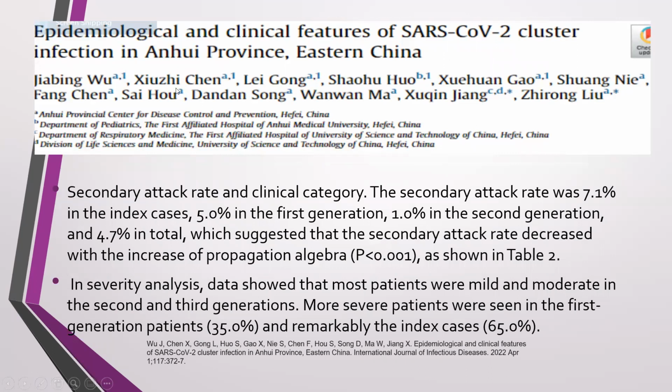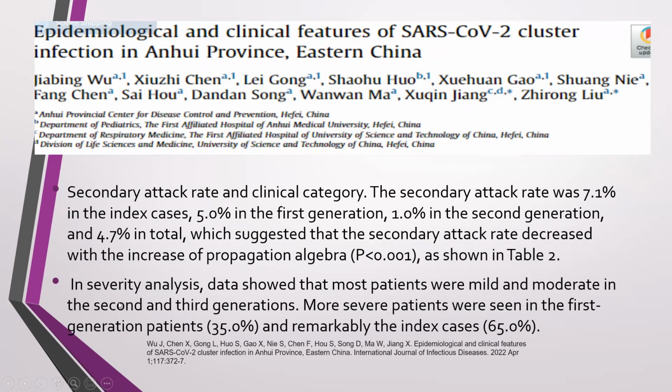This was regarding the secondary attack rates, how the secondary attack rates help us in severity analysis and deciding the interventions for the control of the disease. Like this paper was done on epidemiological and clinical features of SARS-CoV-2 clusters in China. The secondary attack rate was 7.1 for the index case and so on. But in severity analysis, the data showed that most patients were mild and moderate, and more severe patients were seen in later generations of patients and in the index.